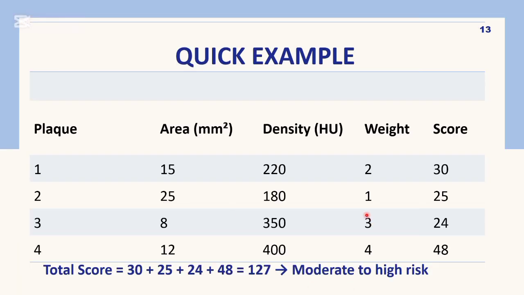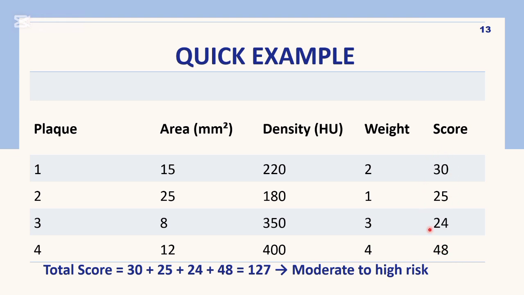After that, another formula which we were using: multiply the area by this number, by the density number. 15 multiplied by 2 is 30, 25 multiplied by 1 is 25, 8 multiplied by 3 is 24, 12 multiplied by 4 is 48. So for the first plaque, the calcium score is 30. For the second plaque, the calcium score is 25. For the third, it's 24, and for the fourth, it's 48.